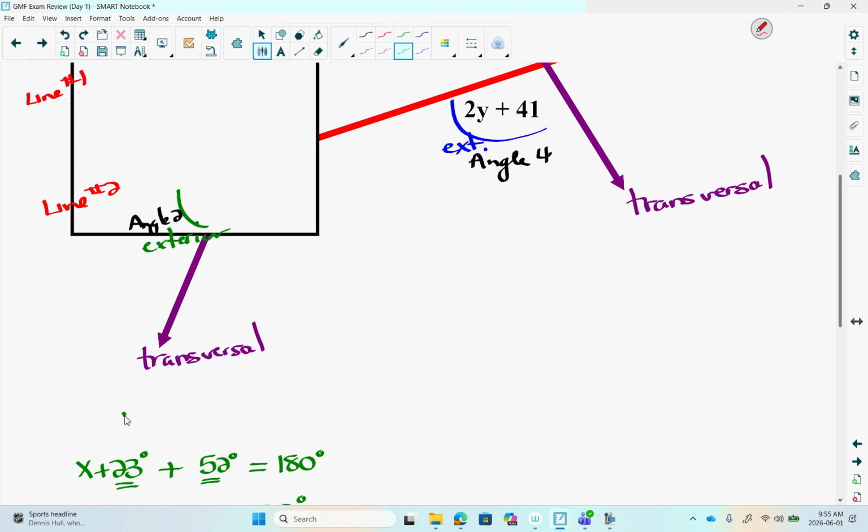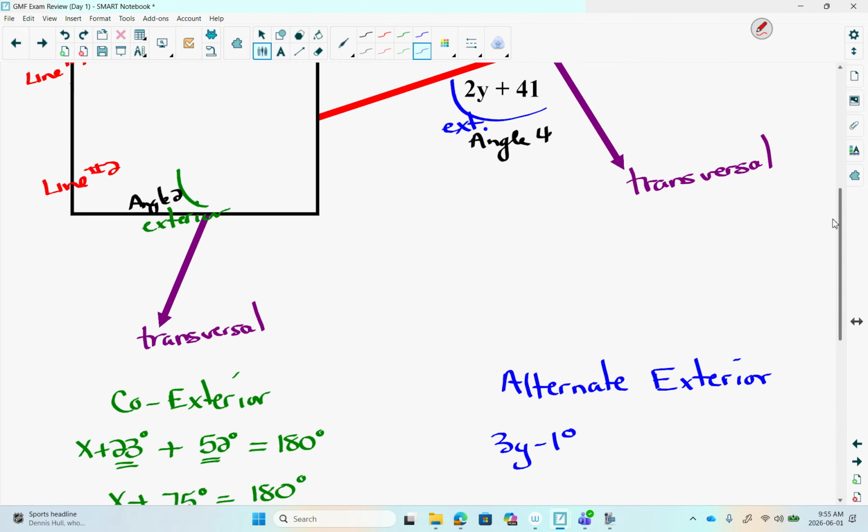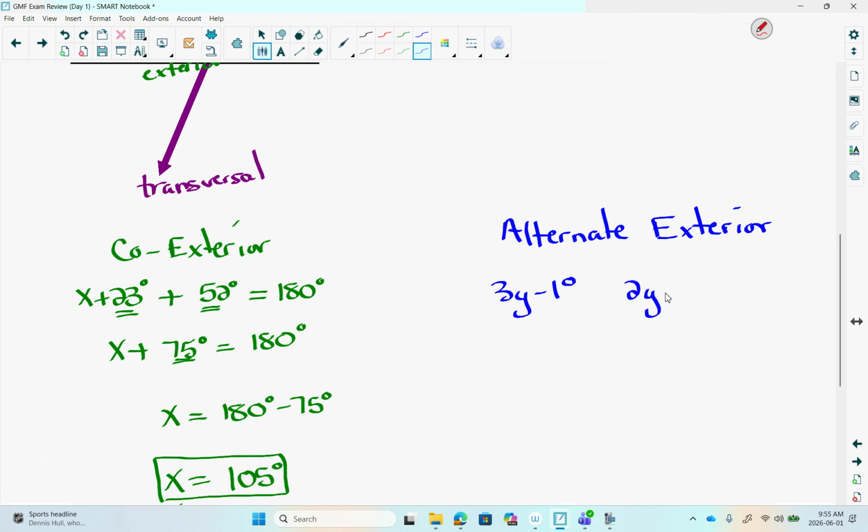Okay, so these ones were co-exterior. These ones are alternate exterior. What do you know about alternate exterior angles? They're equal. So in this case, I'm going to take the angle 3, 3y minus 1 degree, and I'm going to take angle 4, 2y plus 41 degrees, and I'm going to set them equal to each other.